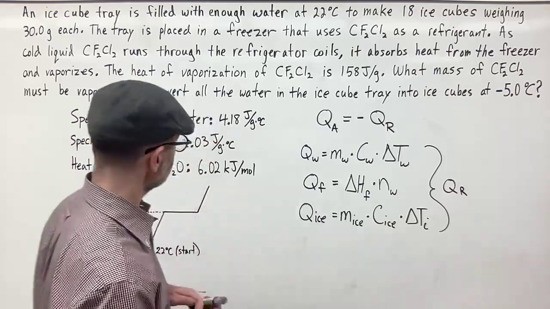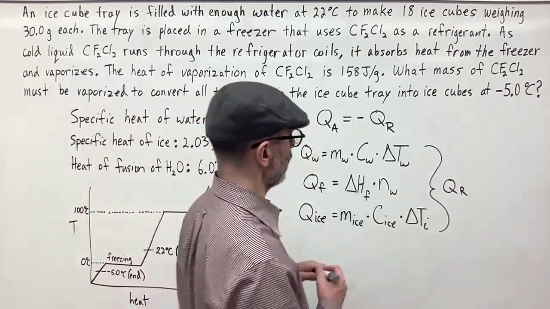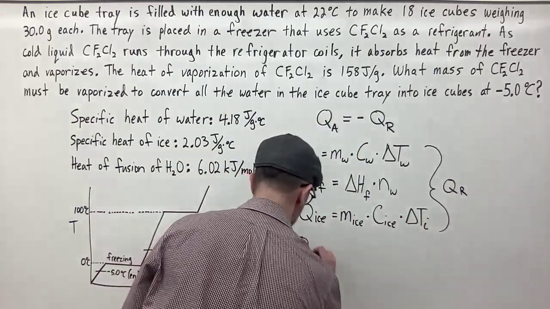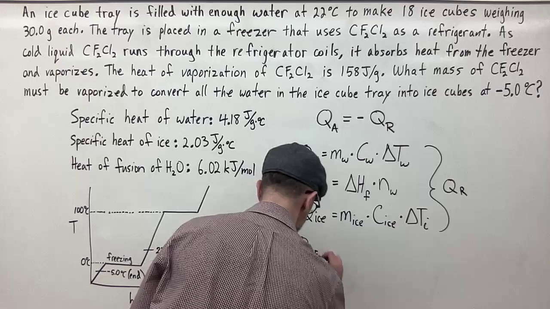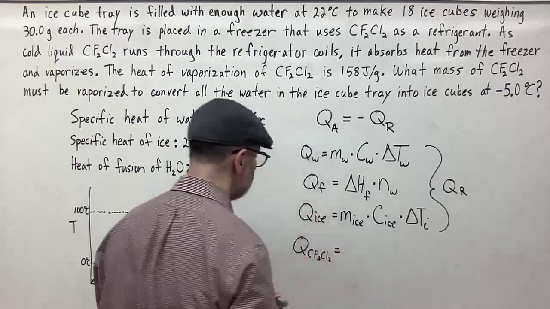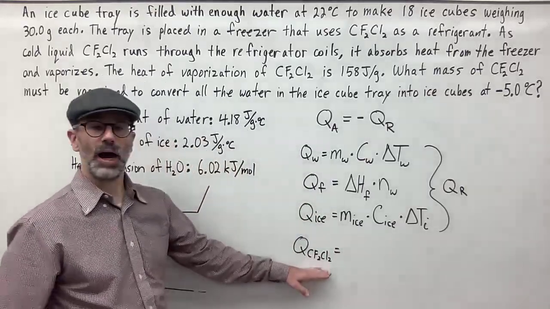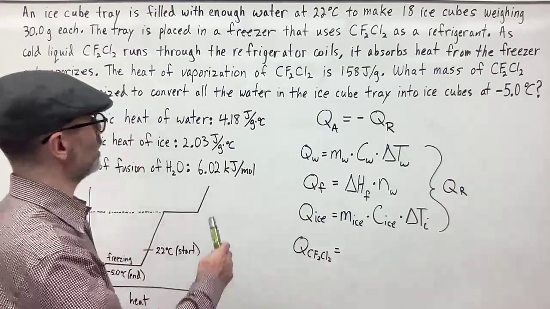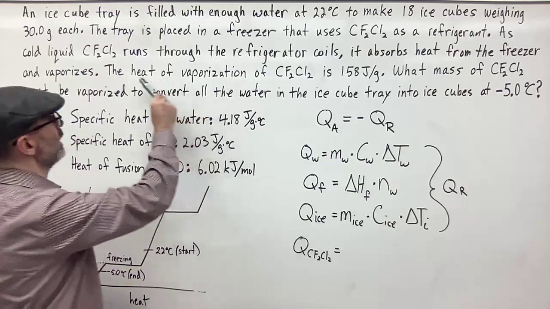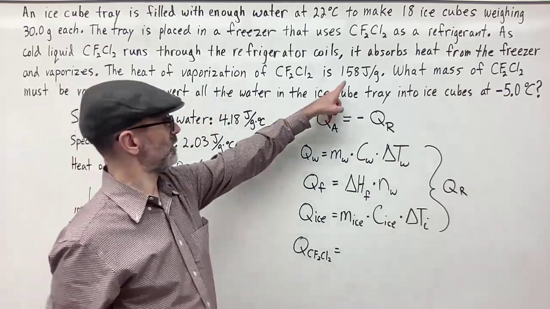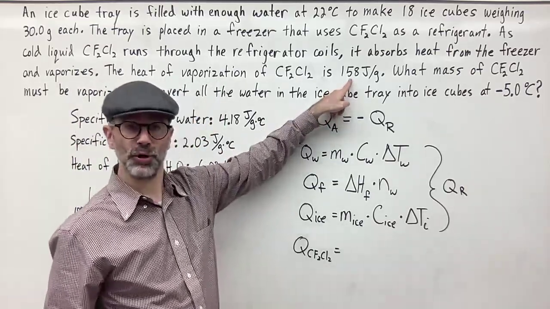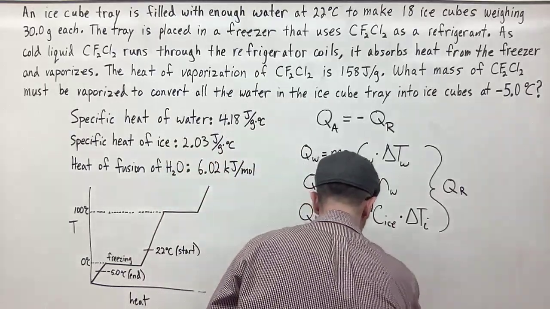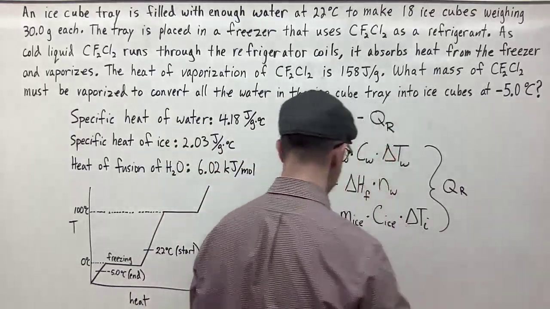So that's going to be the QA. So QA, which is going to be the Q of CF2Cl2, well, how much heat was absorbed by the CF2Cl2? Well, they give us the heat of vaporization, and notice it's in joules per gram. So this is going to be the heat of vaporization they give us.